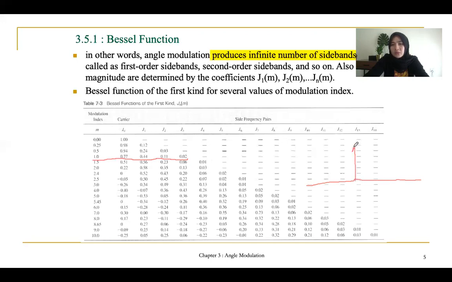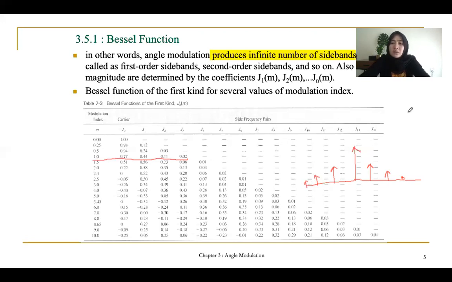So this is your carrier component. Okay, and then you have 3 sets of side frequency: this is 1, 2, 3. Same for the other part: 1, 2, and 3.